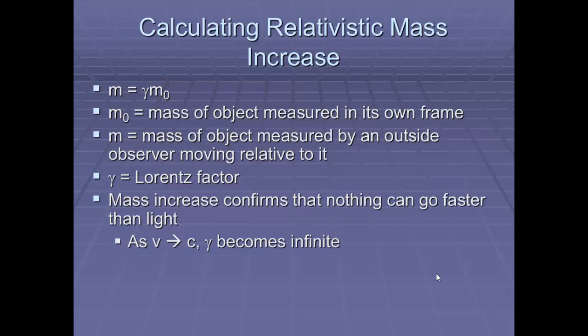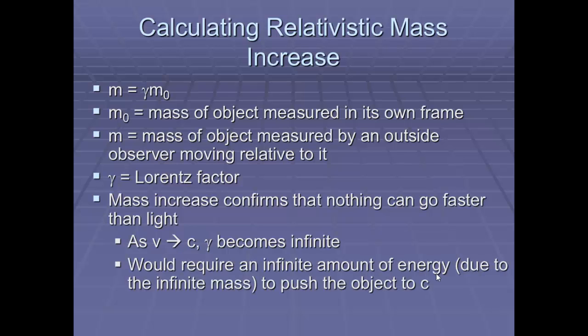As velocity v approaches c, the Lorentz factor becomes infinite. So it would require an infinite amount of energy, due to the infinite mass, to push the object to c, which is obviously something which cannot be done. So this creates a natural restriction to the scenario.